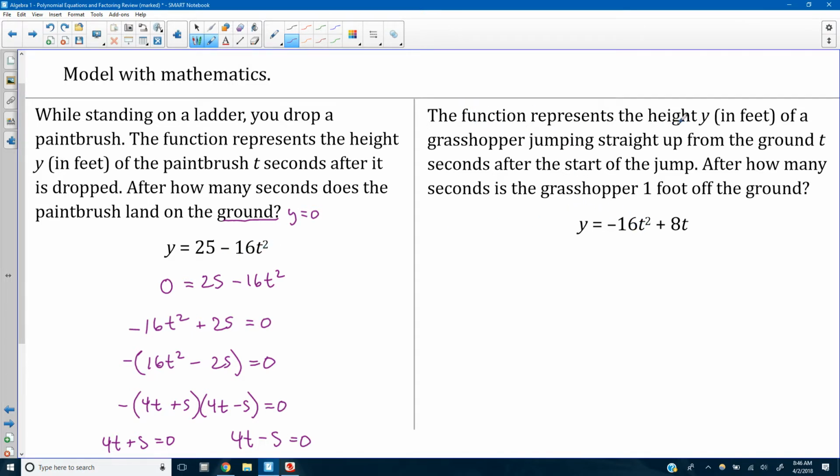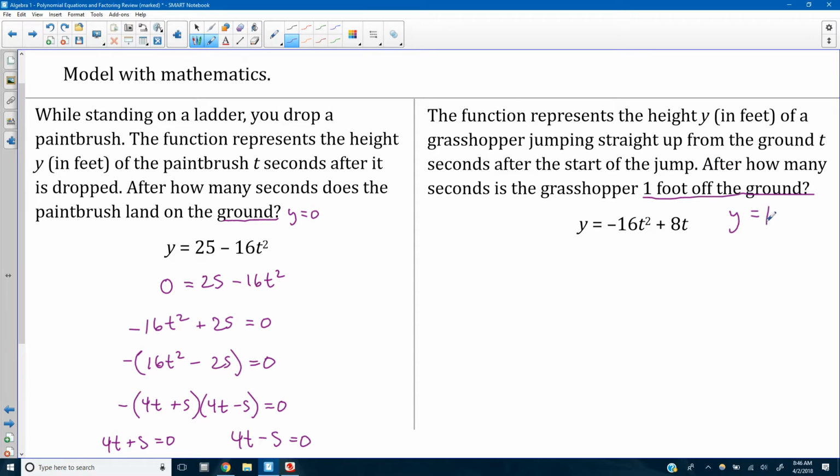Last problem. The function represents the height, y, in feet of a young grasshopper jumping straight up from the ground t seconds after the start of the jump. After how many seconds is the grasshopper 1 foot off the ground? So 1 foot off the ground. Now we're going to be looking at y equals 1 here.